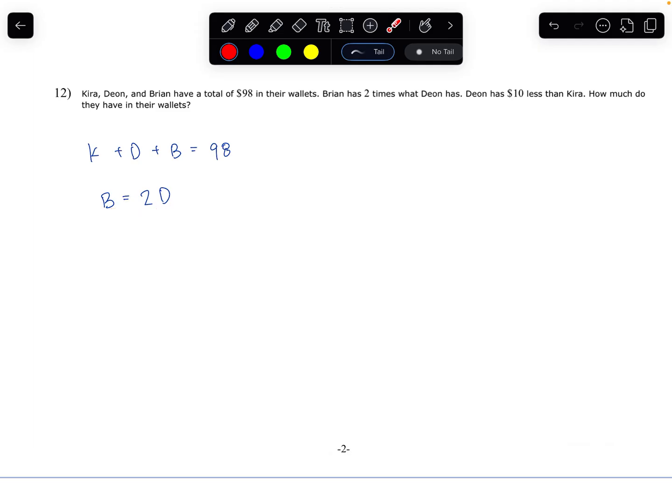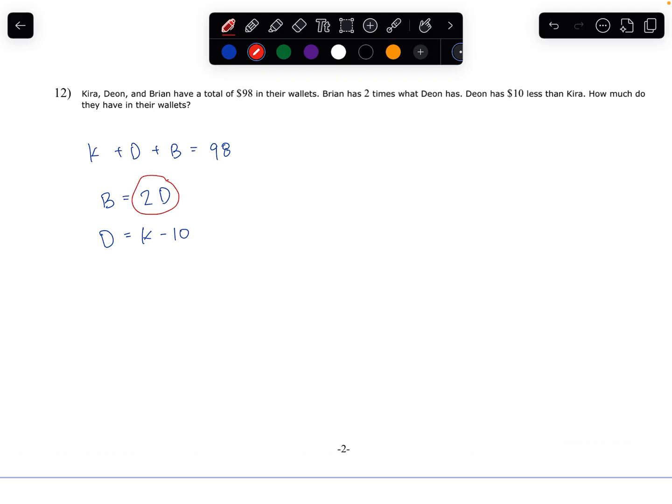And then the other one says Dion has 10 less than Kira. So I would say Dion is going to be equal to Kira minus 10. So Dion has 10 less than Kira. So 10 subtract what Kira has. Okay, and then how much do they have in their wallet? So we're trying to find what K, D, and B are going to be equal to, and that just represents how much they each have. So mathematically what we could do is just start substitution.